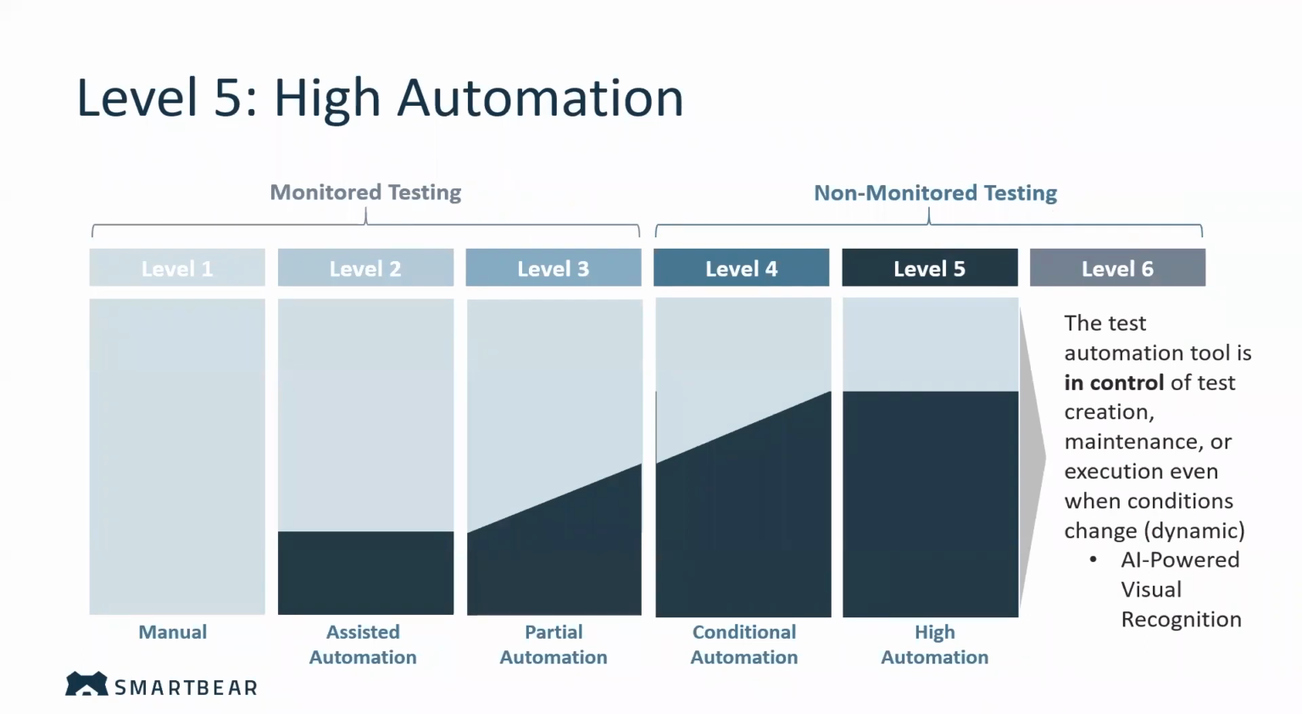So in level 5, we're talking about high automation. So you'll see there's quite a big section here of the dark navy, I would call that. So this is where there's more automation than there is contribution from the manual tester. And in this level, the test automation tool is in control of the test creation, maintenance, or execution, even when conditions change. So it's able to handle dynamic situations.